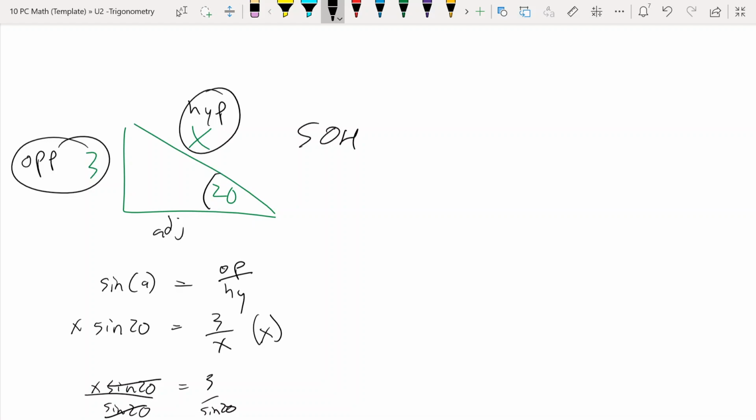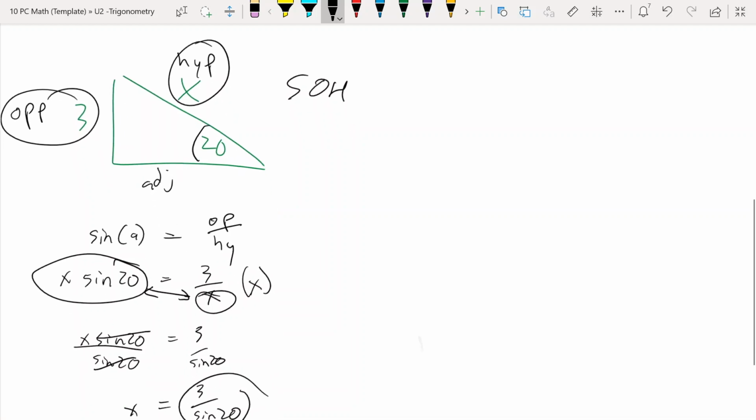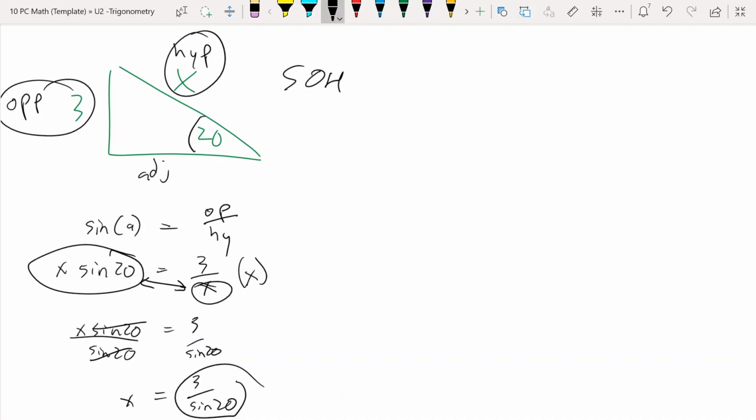If you know this and understand that you're basically just taking these two and switching them, that's fine if you want to just write that as your step. So you put this in your calculator and you get the answer. I'm going to put it in really quick. 3 divided by sine of 20 gives me 8.77. And then units, whatever centimeters, it doesn't matter. Whatever it was in the question.